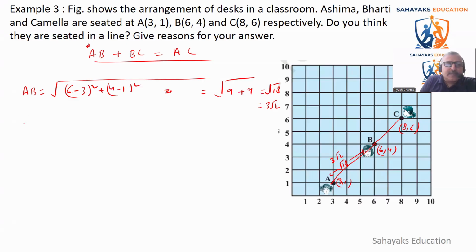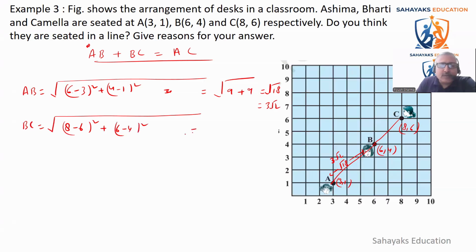Now finding the distance BC. BC is equal to square root of 8 minus 6 whole square plus 6 minus 4 whole square. This value comes out to be 8 minus 6 is 2, 2 square is 4, plus 6 minus 4 is 2, 2 square is 4. So it comes out to be square root of 8, which is equal to 2 root 2. So this distance is 2 root 2. This was 3 root 2 and this is 2 root 2.